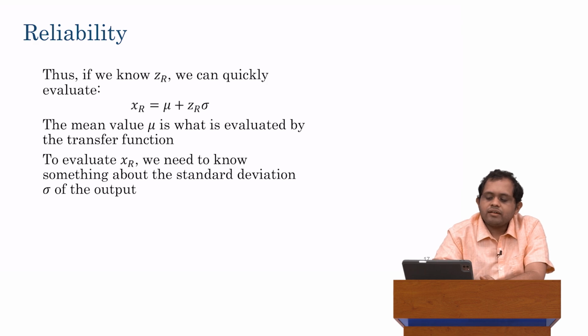Therefore, if we know some value of Z at a particular value of R, we can recalculate X_R accordingly. Remember, we have defined Z equal to (X minus mu) over sigma. So now if we can calculate Z_R, we can calculate X_R, which is what we care about. We can calculate it using this formula.